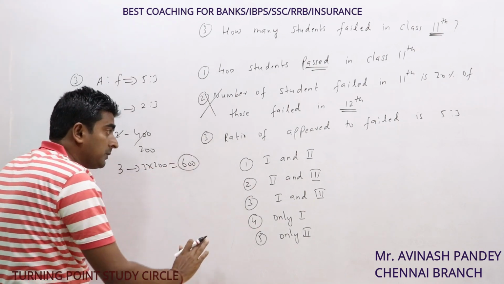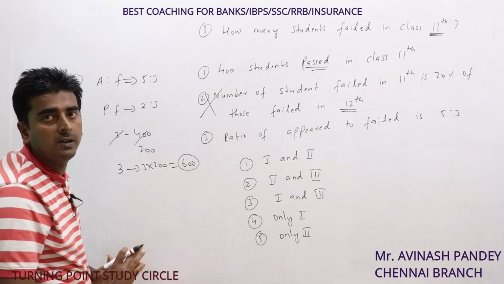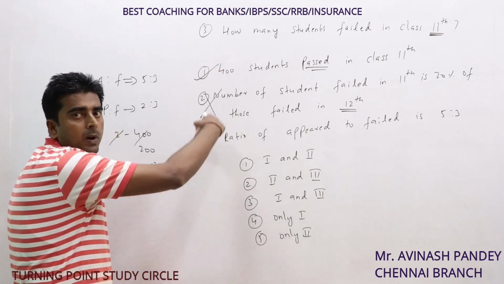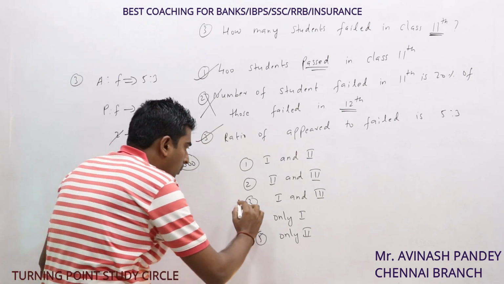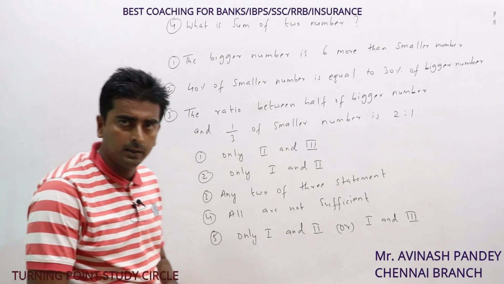Again, in data sufficiency you are not supposed to calculate the answer, right? So what are the statements you need here? Your answer is 1 and 3. Both statement 1 and 3 are together required to answer this question. So what is my answer? 1 and 3, so I need to go with the third option. I hope you are clear with the third problem.